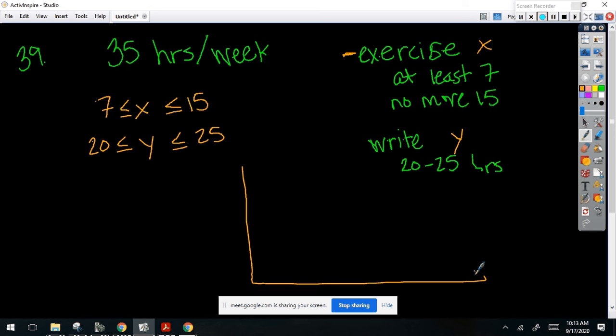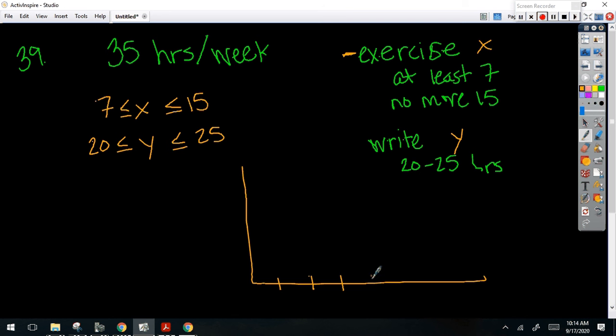Seven, 5, 10, 15, and 15. So I'm kind of shading in the middle here. Then between 20 and 25 for the Y, 5, 10, 15, 20, 25, and here. And now let's do that very last equation.